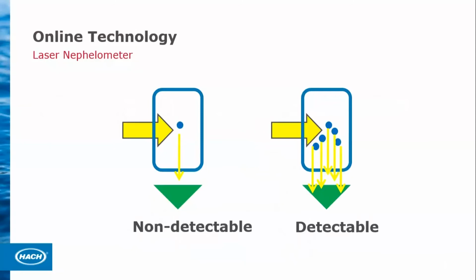So again, with online technology, laser nephelometer, a single particle, we're not going to see it. But with several particles, which we typically have, we're going to be able to detect this even down to parts per billion, single digit, 1 ppb, maybe even below 1 part per billion.